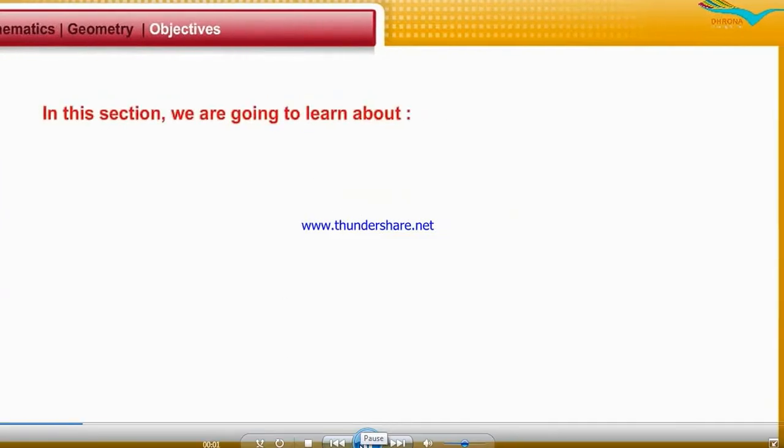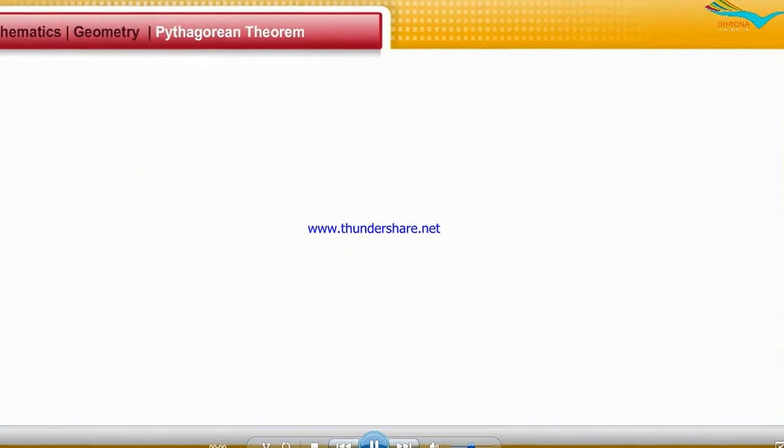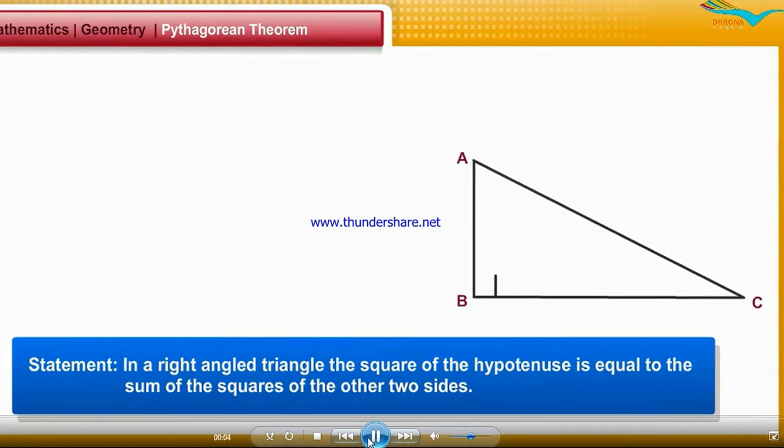In this section, we are going to learn about Pythagorean theorem, converse of Pythagorean theorem, Apollonius theorem. Pythagorean theorem states that in a right-angled triangle, the square of the hypotenuse is equal to the sum of the squares of the other two sides. Let's look at the theorem now.